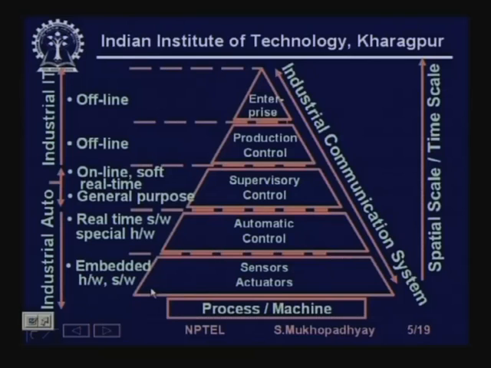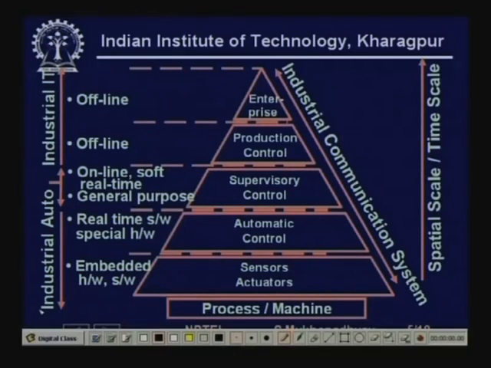So first of all, we'd like to point out, and this is why this system is called a pyramid, that as you go up the pyramid, the spatial scale and the temporal scale, or the time scale, of a given system at that level increases. Now what do I mean by that?